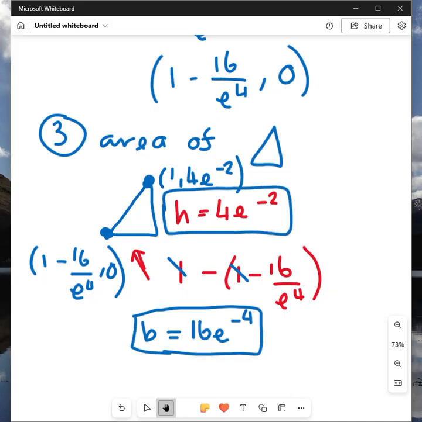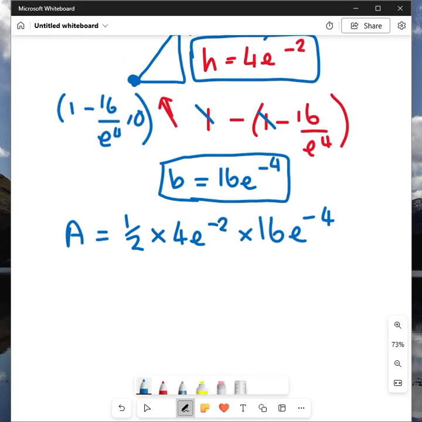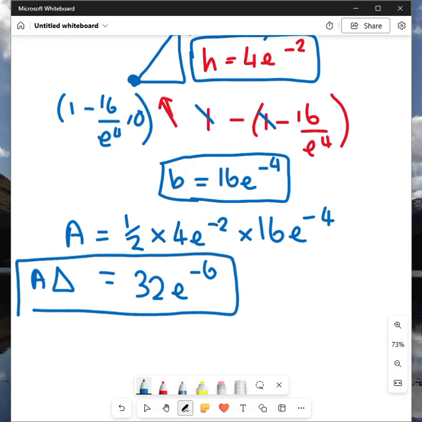So now we can do a half base times height. So the area is going to be a half times 4e to the minus 2 times 16e to the minus 4. When I do that, the half times 4 is going to give me 2, times 16, that's 32. And then e to the minus 2 times e to the minus 4 gets me e to the minus 6. So the area of my triangle, after all of that, is 32e to the minus 6. And it's an exact value, which is what we wanted. So that's got me the area of the triangle.